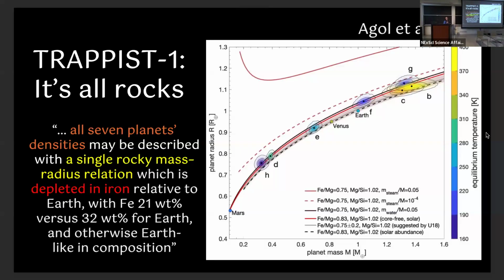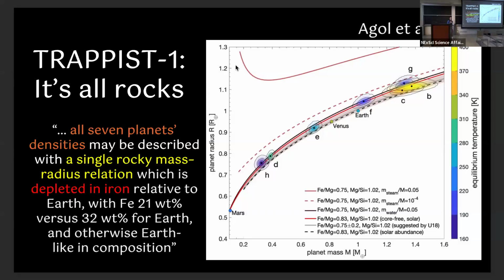So a good example of that is our favorite TRAPPIST-1 system. This is results from Eagle et al., who used the transit timing variation method to get masses for all the TRAPPIST-1 planets. And what they found, this is a mass radius distribution. So all the planets are shown there, and the lines are showing different composition models. And what they found is that all 7 planets' densities can be described with a single rocky mass relation, which is depleted in iron relative to Earth by a little bit. So all the planets in the system are consistent with being made out of the same stuff.